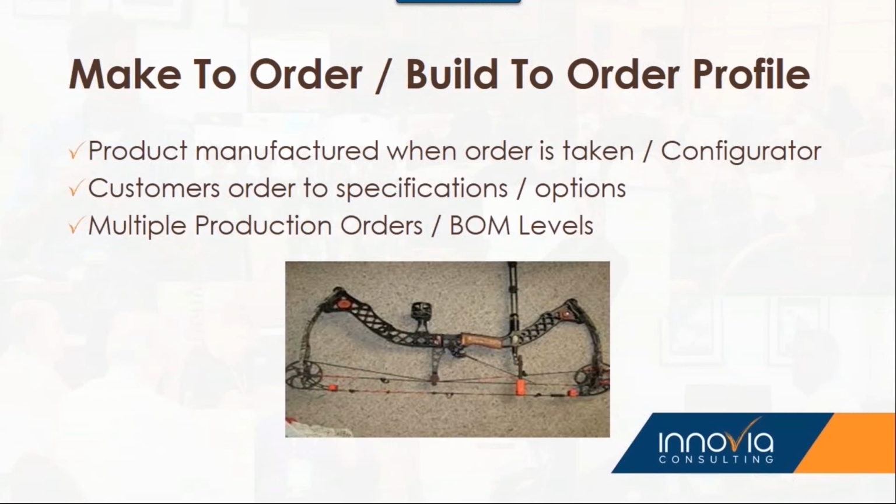And it might be multiple production orders to create something like this. So we might have a production order for the riser, for the limbs, and for the string to make the string. All those kind of things could happen.